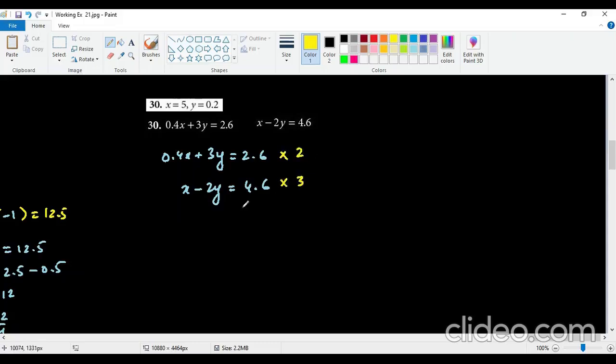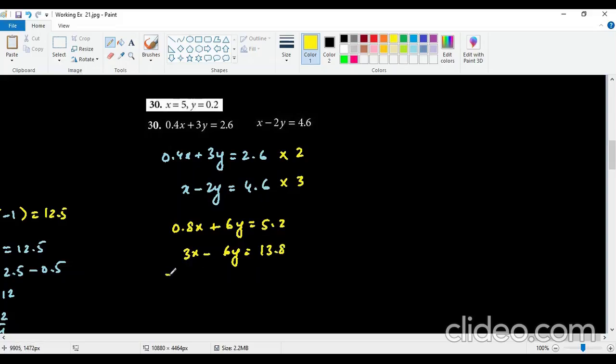Now multiplying this one by 2, this is going to give us 0.8x plus 6y equals 5.2. This one is going to give us 3x minus 6y, and 4.6 multiplied by 3 is going to give us 13.8.